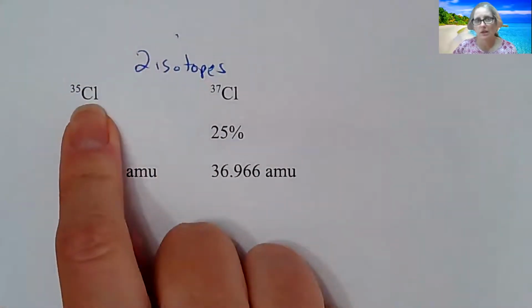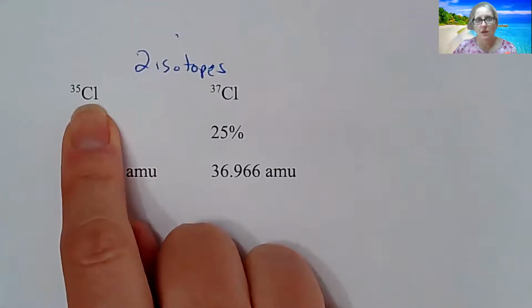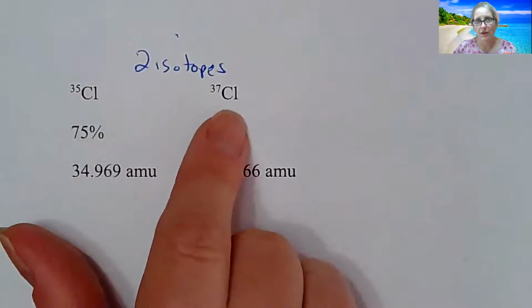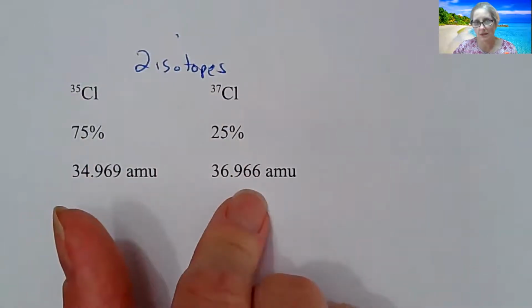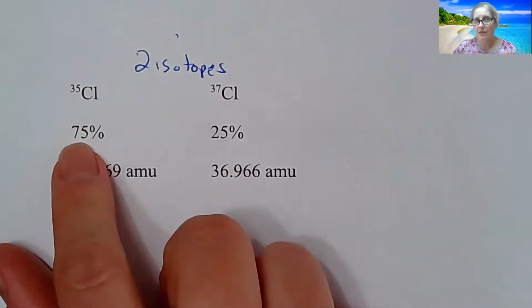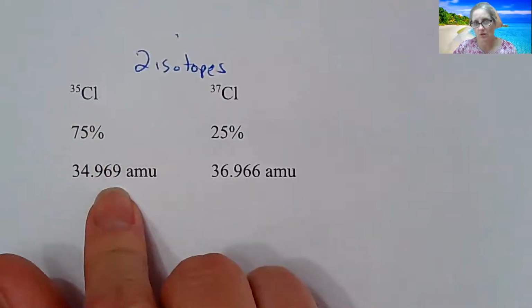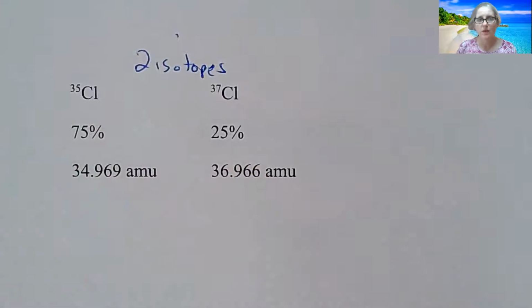The other thing I want you to consider is that our overall mass of all of the chlorine has to be somewhere between 35 and 37, between these 2 masses. And you should understand that if 75% of it is chlorine 35, most of your mass should be closer to this number than it is to this number. So we're going to do a weighted average, okay?